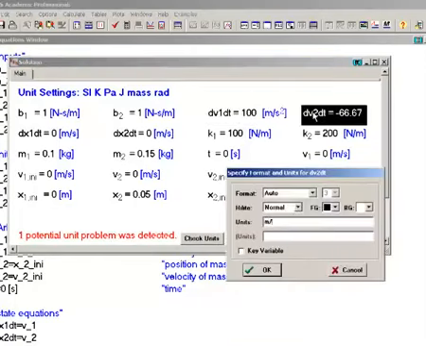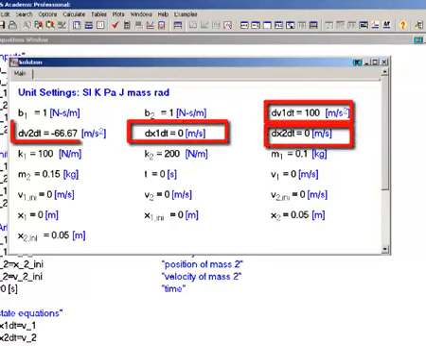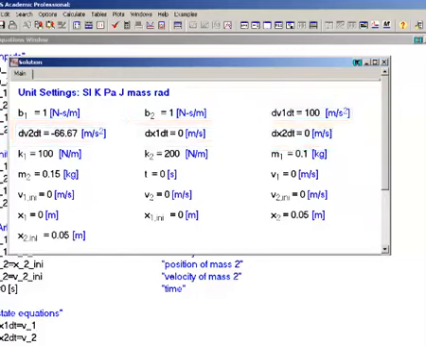Therefore, we have successfully implemented the state equations, and we can move on now to the numerical integration. This step of first successfully implementing and verifying all the state equations is very important when you're doing any kind of a numerical solution to transient problems.